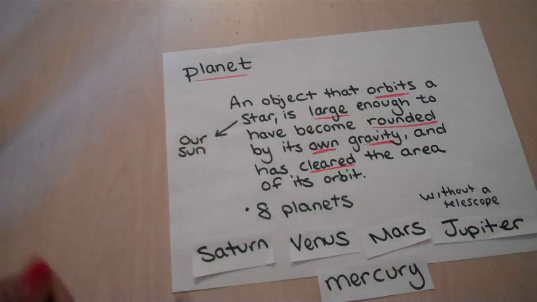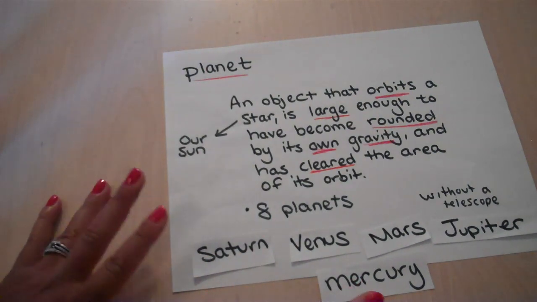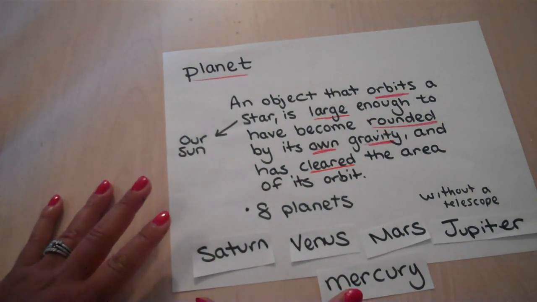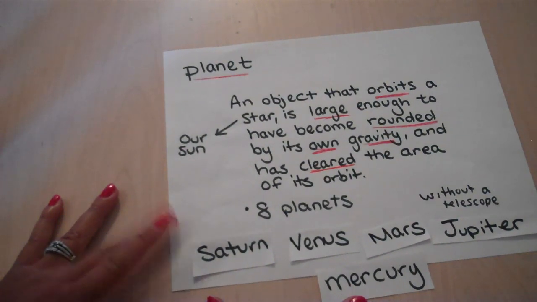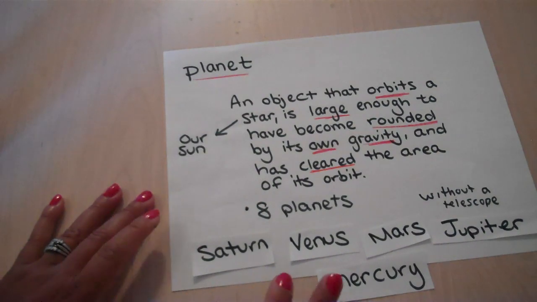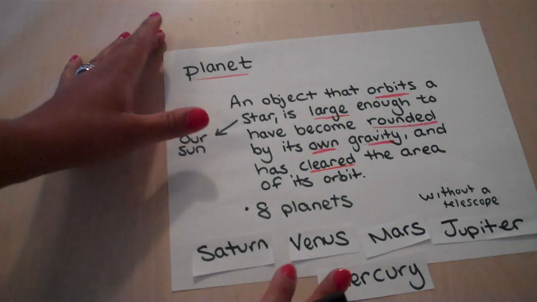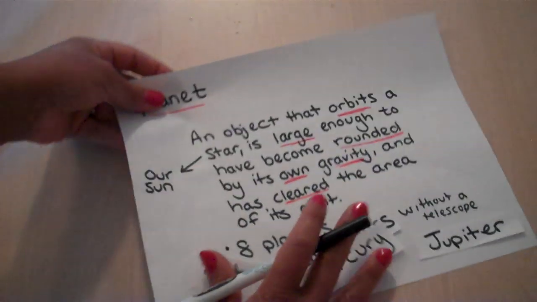There are 2 planets that, whether you know it or not, it's okay, but maybe if you're interested, and we'll talk about it in class, that are not listed here, and that is because we need to see them with a telescope. So let's go on to the next word.